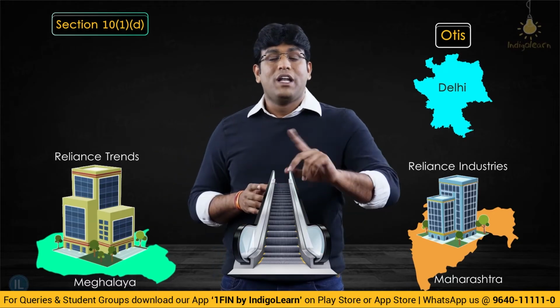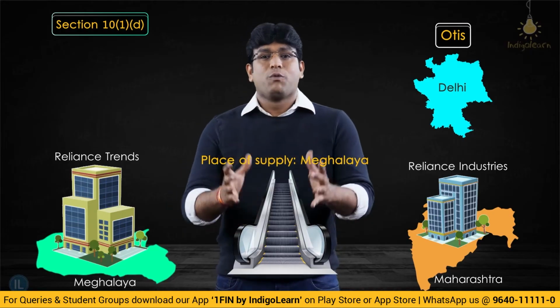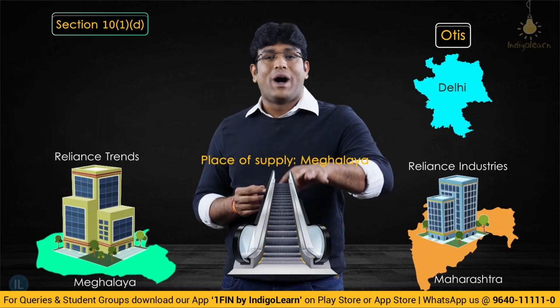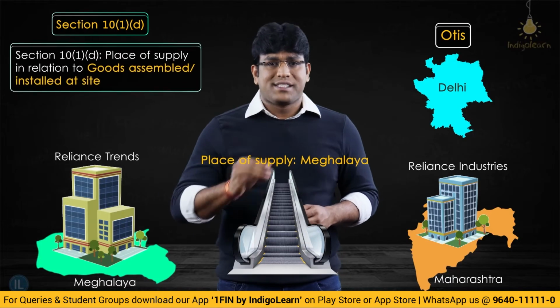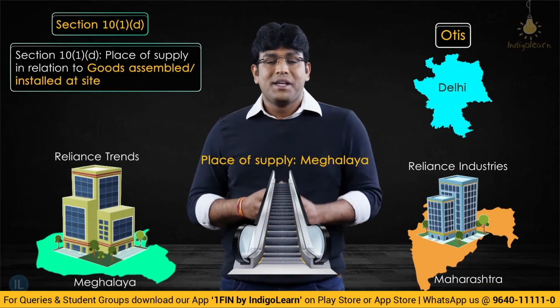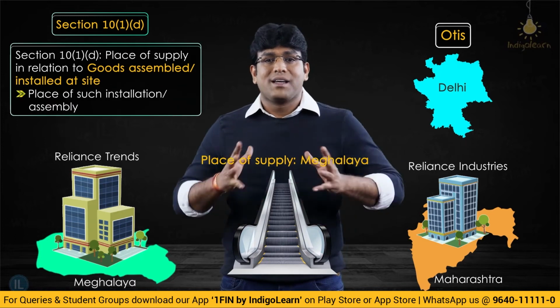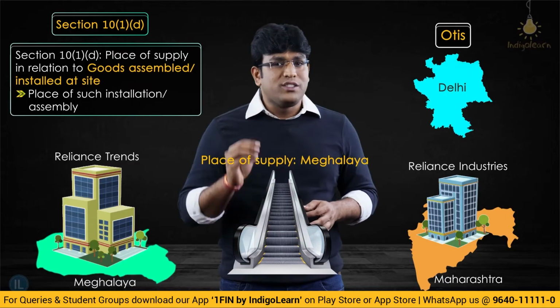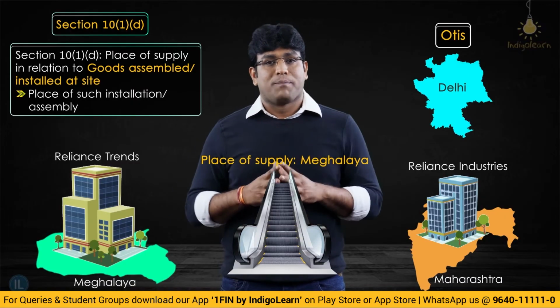Correct, my dear friends? For this kind of supply of goods made by Otis Elevators, place of supply will not be Maharashtra. Place of supply will be Meghalaya. But why? Section 10(1)(d) specifies that place of supply in relation to goods assembled or installed at a site shall be the place of such installation or assembly. That means wherever goods are installed or assembled, that becomes the place of supply.